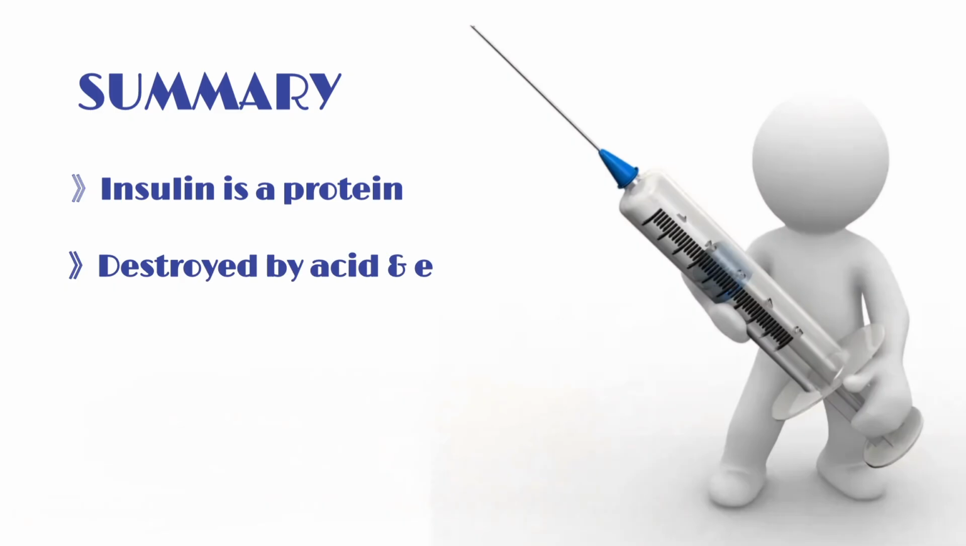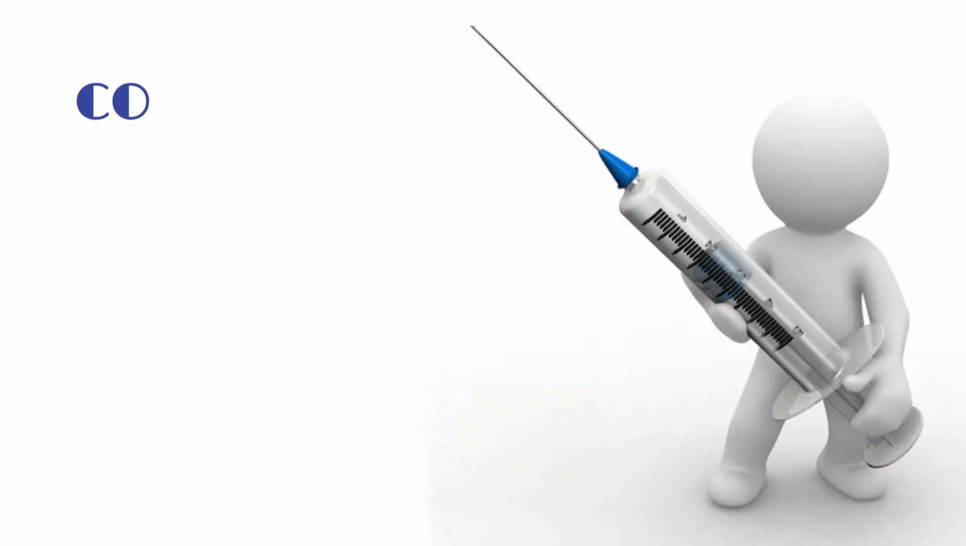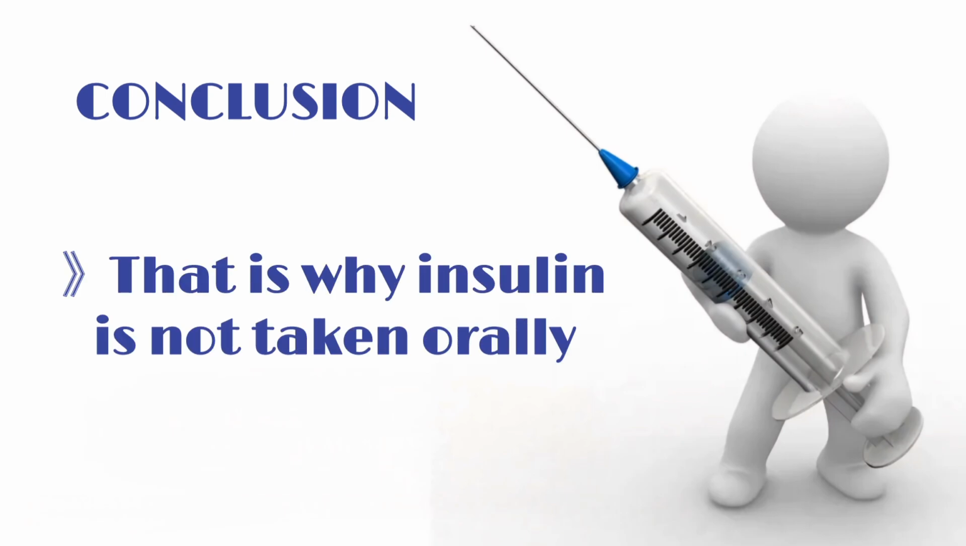Conclusion: insulin cannot be taken orally because it is a protein that gets destroyed by stomach acids and digestive enzymes. It cannot be absorbed effectively through the intestinal walls and undergoes extensive first pass metabolism in the liver. These factors result in very low bioavailability and unpredictable therapeutic effects. Until technology overcomes these barriers, insulin injections remain the safest and most effective method of administration.